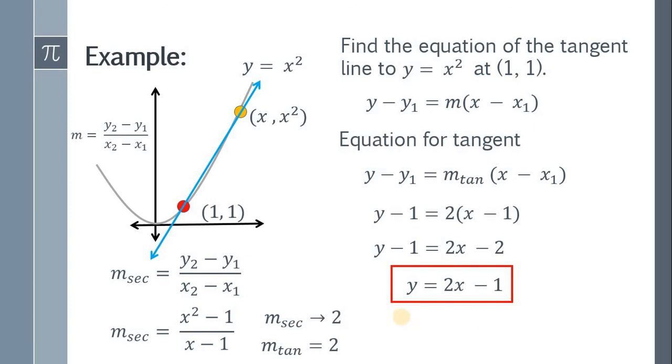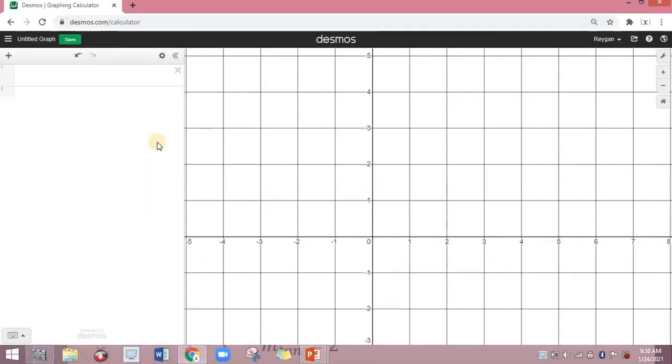Now, double check natin yung ating sagot gamit yung ating Desmos. So, tingnan natin kung yung y equals 2x minus 1 ba ay tangent dun sa y is equals to x squared at dumaan lang siya sa point na 1, 1. At isang point lang dapat yung tinaanan niya. Kasi siya ay tangent line.